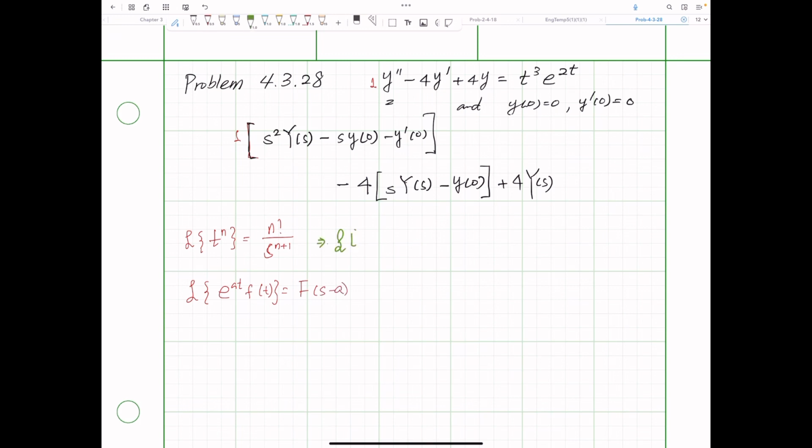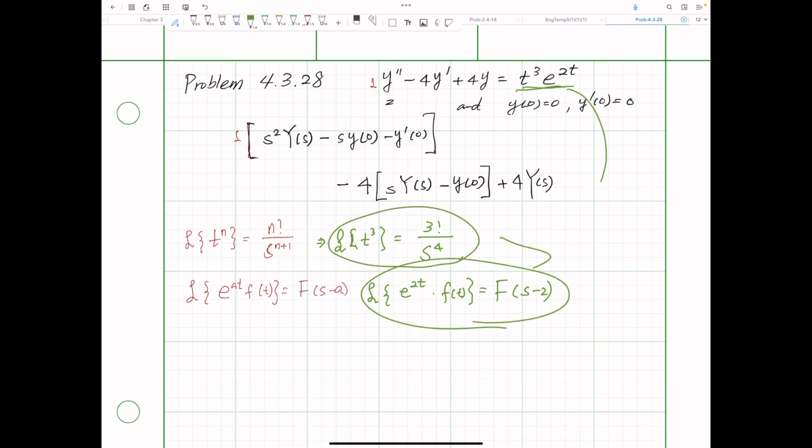The Laplace transform of t cubed equals 3 factorial over s to the 4. And then the Laplace transform of e to the 2t times f of t is F of s minus 2. So using these two, 3 factorial is 6 over, with s replaced by s minus 2, so s minus 2 to the power of 4.